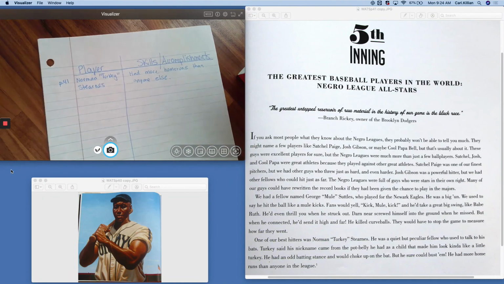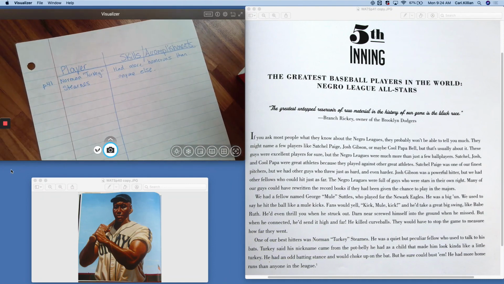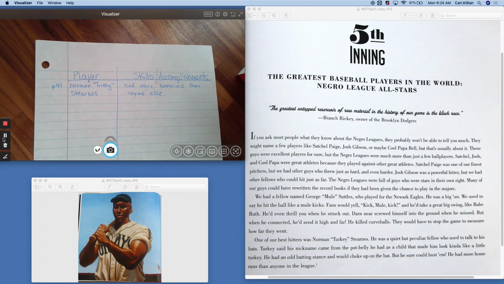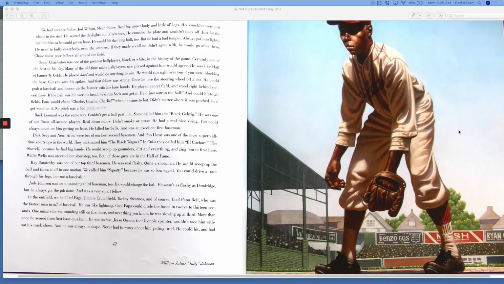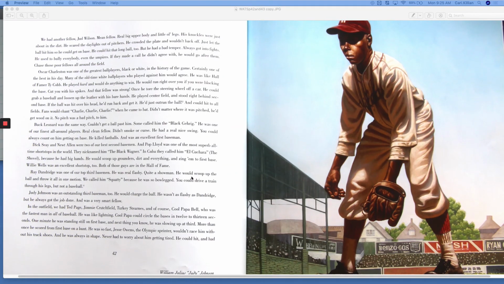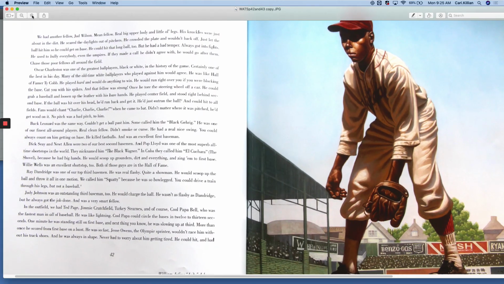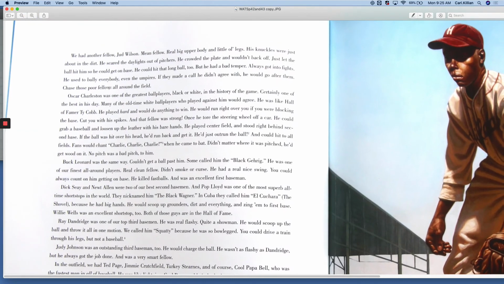Okay, so you can record Norman Turkey Stearns, or you can record any player that stood out to you on that page. Pause the screen and do that now. Page 42. This illustration is captioned William Julius Judy Johnson. I'm going to read starting at the top of page 42.